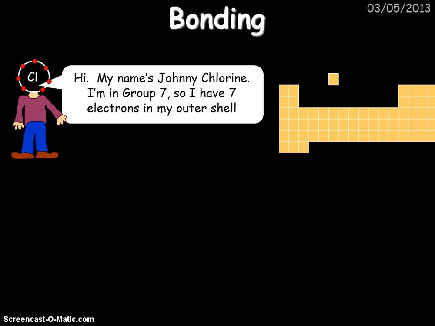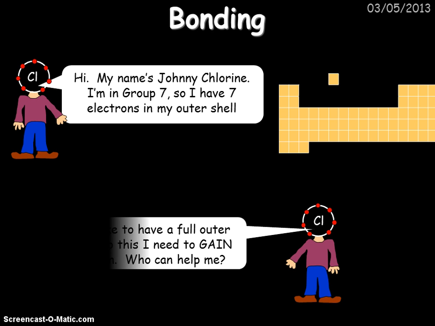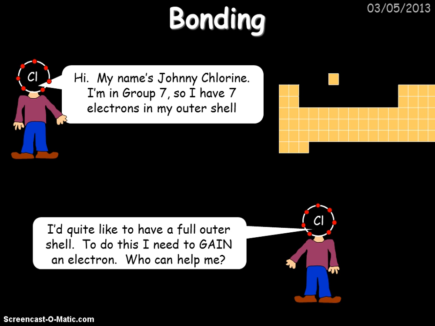This is just a little diagram just to show you. So first of all, we've got chlorine. Now chlorine is in group 7, which is over on the far right, just inside the periodic table. Now if it's in group 7, remember it's got 7 electrons in its outer shell. Now atoms don't like to have gaps in their outer shell, and this is why they can bond with other chemical elements to form new chemicals.